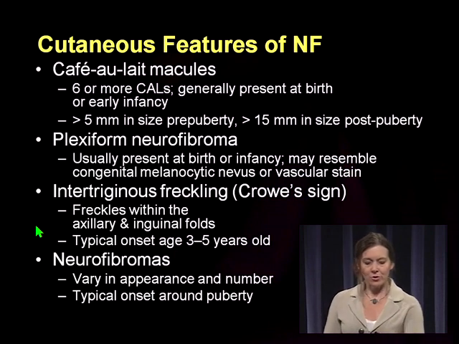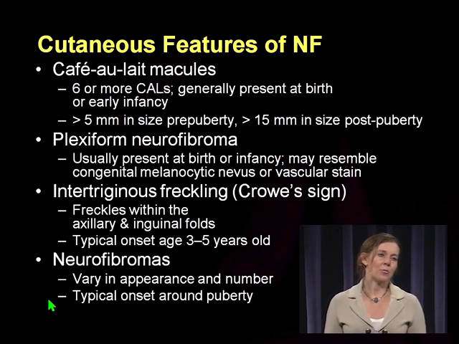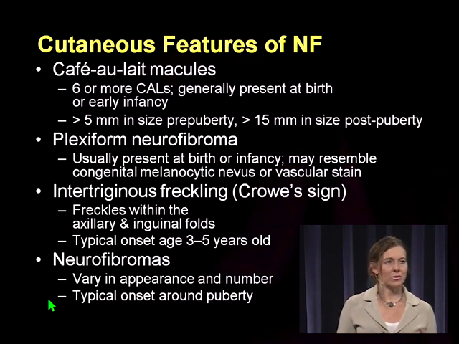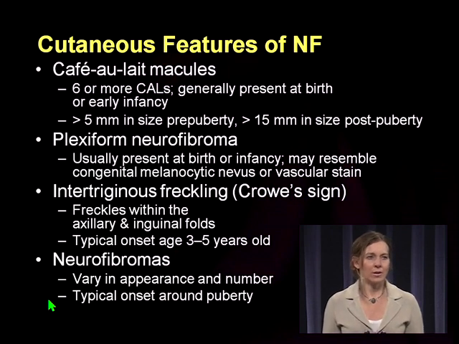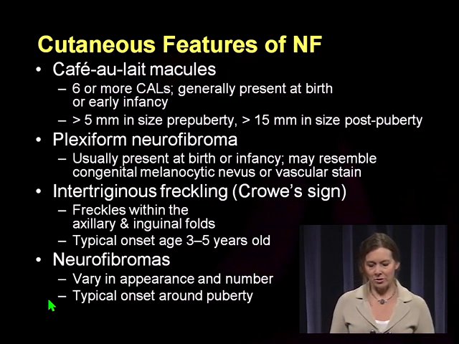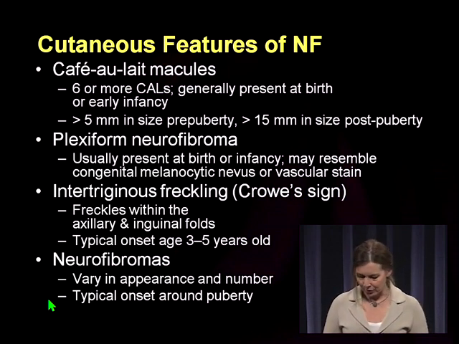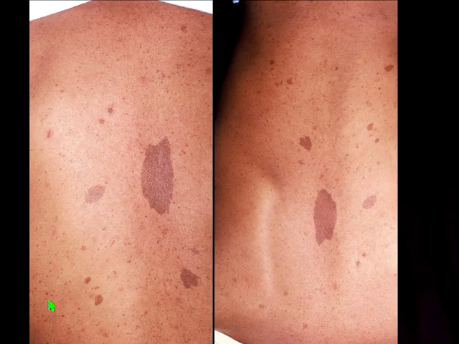And then finally, the neurofibromas, the more typical subcutaneous neurofibromas, not the plexiform ones that are there at birth. The neurofibromas generally start becoming more prominent around the time of puberty, so sometime around 10 to 12 years of age. You very rarely are going to see the small cutaneous neurofibromas in the first few years of life. So here we see lots of café au lait macules, and then you can see also, this is an older patient, this is a young adult, but you can see he has generalized freckling as well.